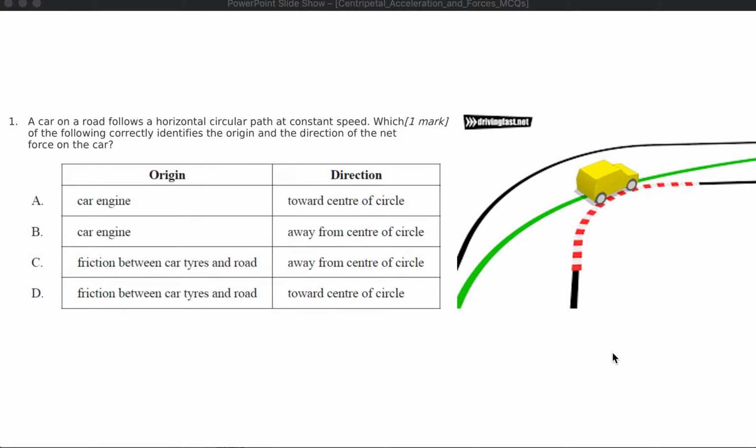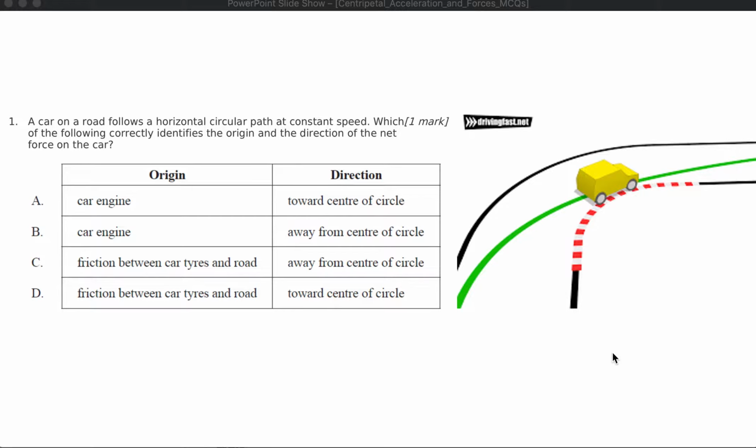Okay guys, here we go with 10 questions on centripetal forces and acceleration. We'll start with this one. This is all about the centripetal forces acting on a car as it follows a horizontal circular path. I've stolen an image here from drivingfast.net, so thank you very much for that.